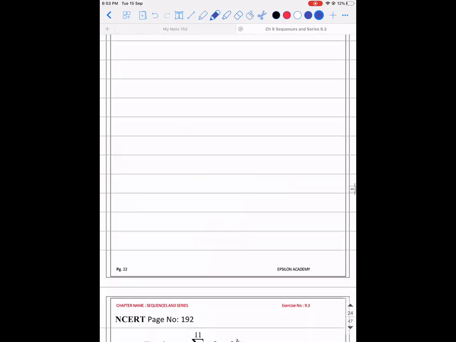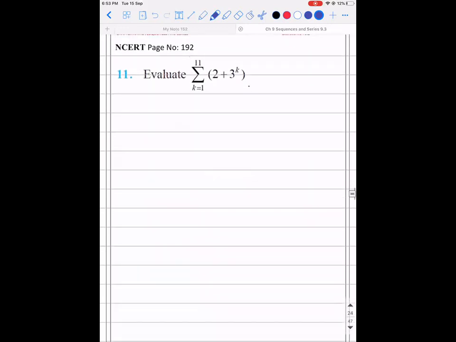Homework. Now observe the 11th problem: sigma k equals 1 to 11, 2 plus 3 power k. How to solve this?